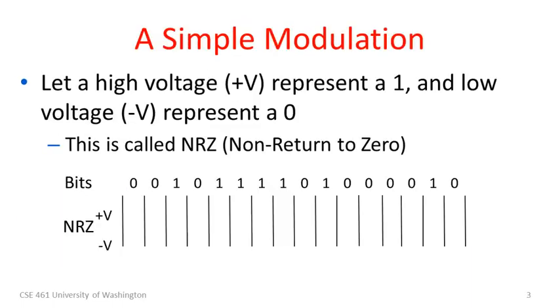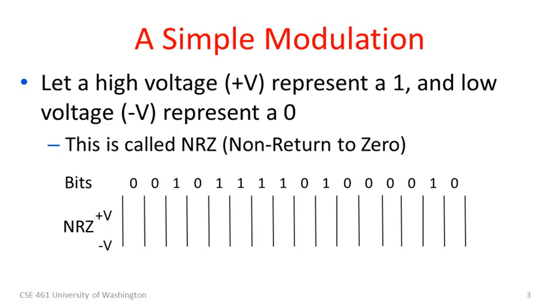Let's dive right in. Here is a simple modulation scheme. It's the one that you would think of first, I think, if you were just trying to come up with one on your own. We will simply use a high voltage to represent a 1 and a low voltage to represent a 0. This is a modulation scheme called NRZ, for non-return to zero. The name's for archaic reasons, don't worry about it. We can work through an example.